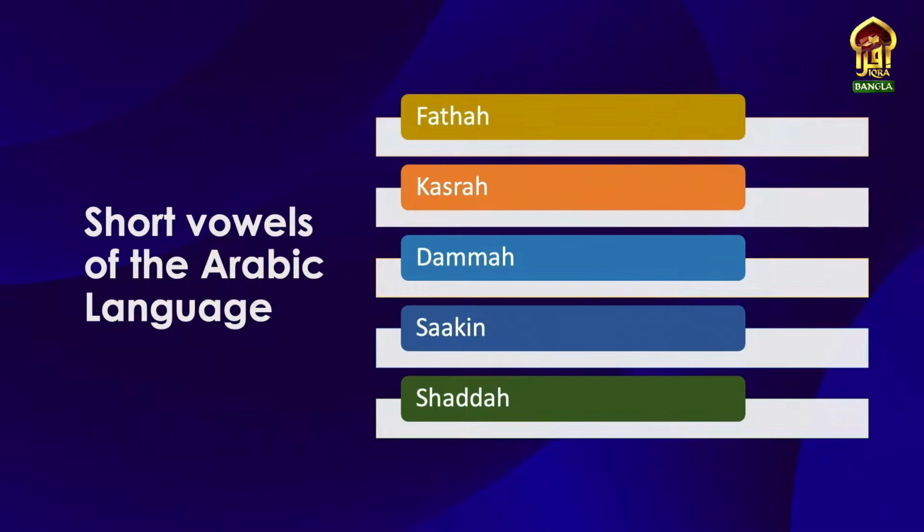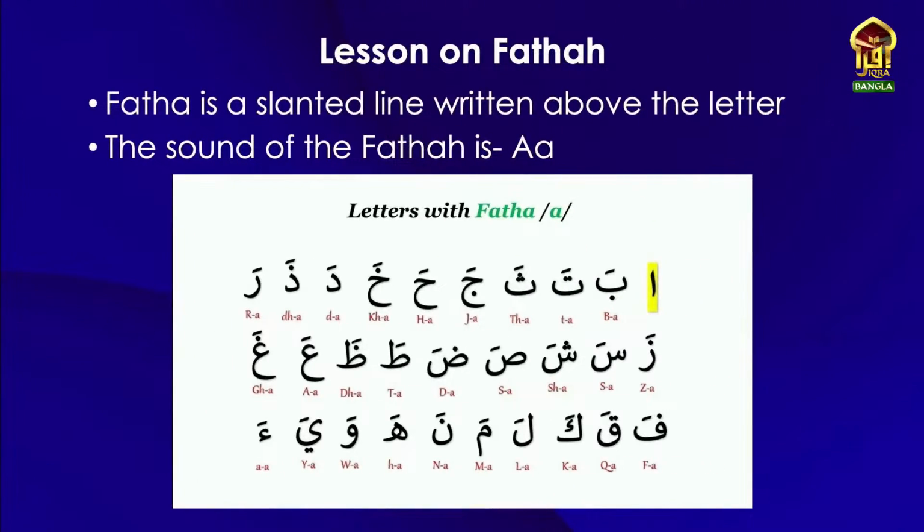I want you to repeat it with me. Fatha, kasra, dhamma, sakin, shadda. Fatha, kasra, dhamma, sakin, shadda. These are your 5 short vowels. We will start off with the first short vowel of today's lesson, and that is the lesson on the fatha.